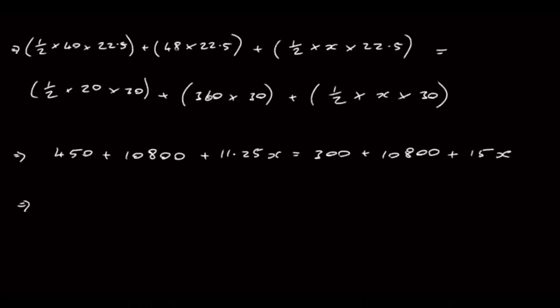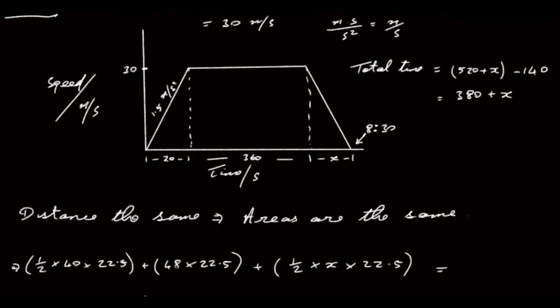Now at this stage, bring all the numbers over to the left-hand side. You'll get 150. Bring the x's over to the right-hand side. You'll get 3.75x. Divide now by 3.75, and you'll end up with 40 seconds. Okay, so we know what x is. So we know what x is here on Tuesday.